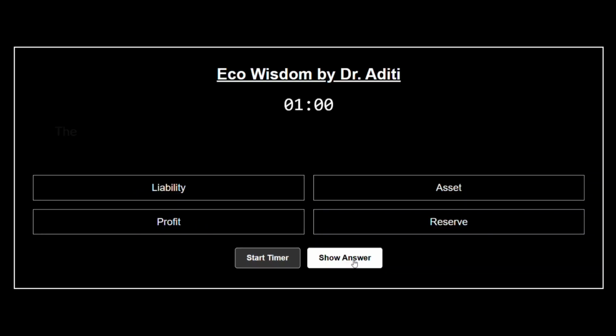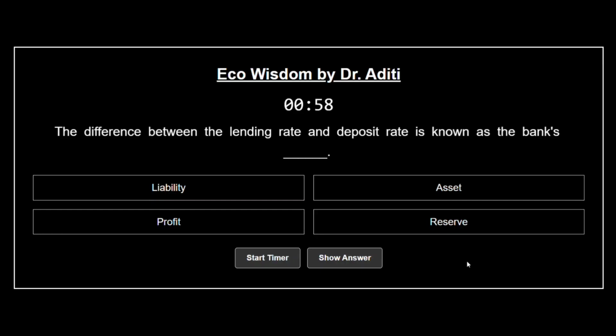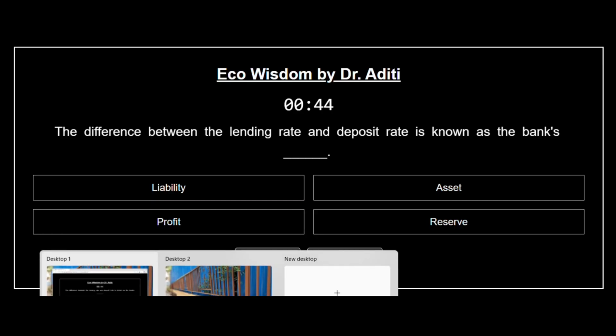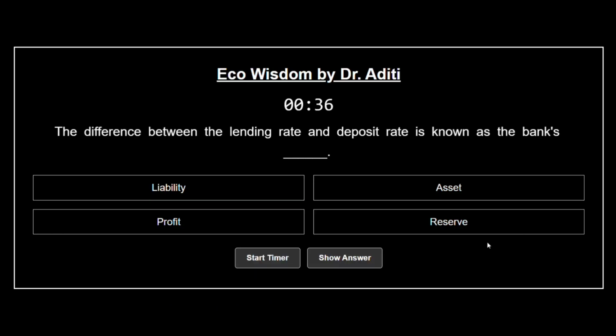So next question is, the difference between the lending rate and deposit rate is known as the bank's dash: liability, asset, profit, and reserve. These are the four options. Yes, again a very logic based question. You have to know where this lending rate is in the picture and where this deposit rate is in the picture, and then it's pretty easy. Last 5 seconds and we'll see the correct answer.